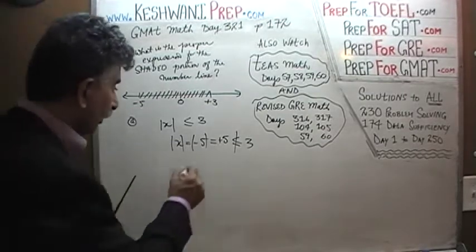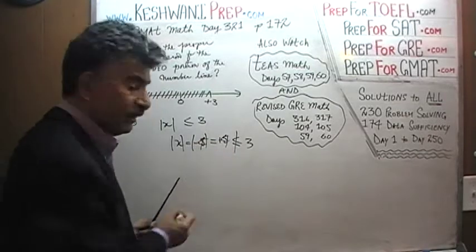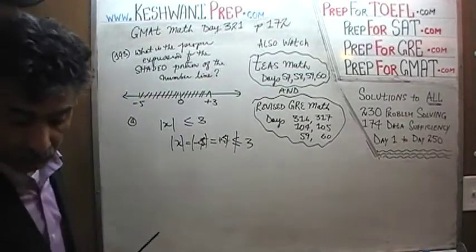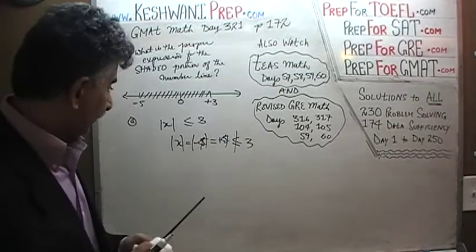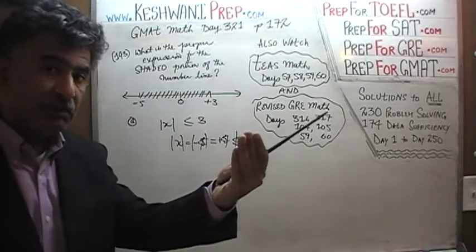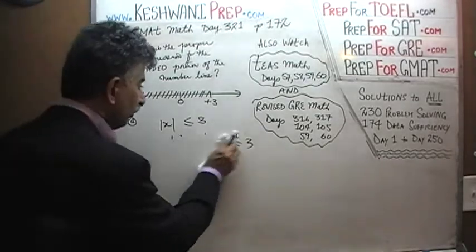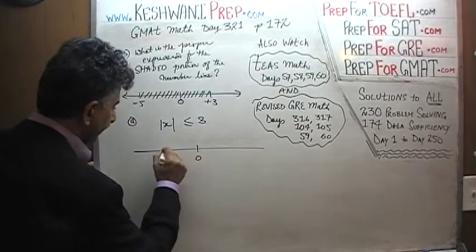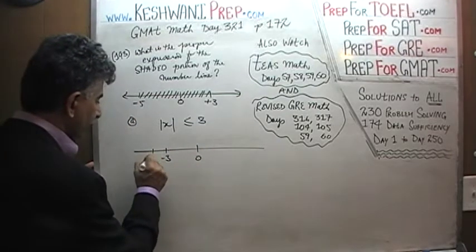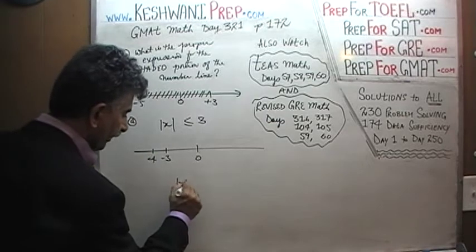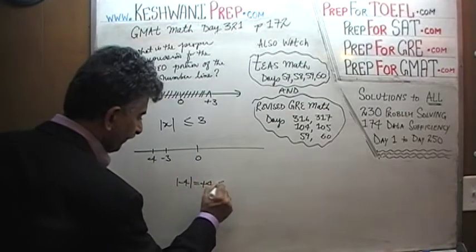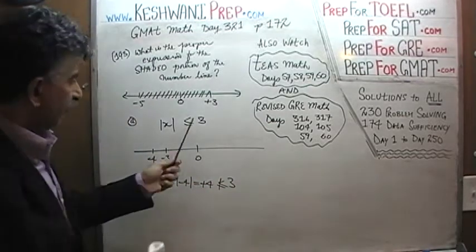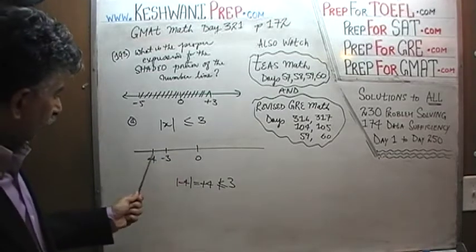Can x be negative 4? Negative 4 has absolute value 4, and 4 is not less than or equal to 3, which means that the value of x cannot lie below negative 3. It cannot go below negative 3. Here is our 0. Here is our negative 3. It cannot be negative 4, because as we just saw, the absolute value of negative 4 is going to be positive 4, and positive 4 is not less than or equal to 3. It has to be less than or equal to 3. It cannot go below negative 3.